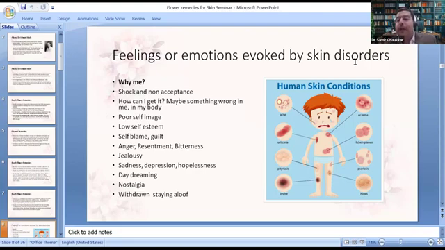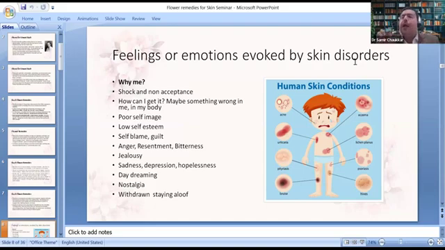You must have seen many advertisements on TV for acne and pimples. When the girl looks at herself in the mirror, she becomes like this, shocked, right? So there is a shock and non-acceptance. How did I get acne? My diet is okay. I am eating fruits. I am not eating oily. I am not eating pizza. My periods are okay. Still, why am I getting acne? So there is a shock.